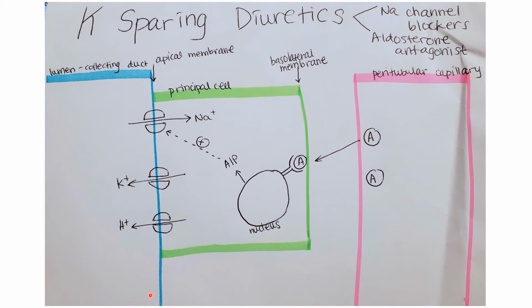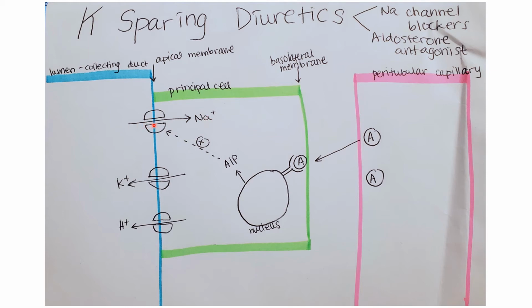So here in blue, again, as from our previous videos, we have the membrane of the tubule. Here we are at the level of the collecting duct. Here in green we have our principal cell, and here in pink we have the peritubular capillary. Again, this is the apical membrane, which is the membrane that faces the tubule. Here is the basolateral membrane of the cell that faces the peritubular capillary. In principal cells, we have this channel called the epithelial sodium channel. This epithelial sodium channel is responsible for the reabsorption of sodium from the tubule into the cell.